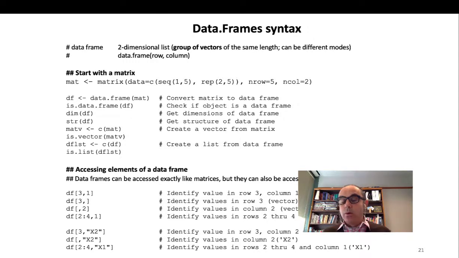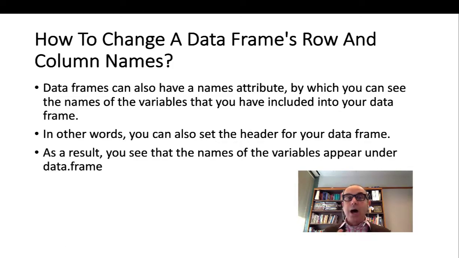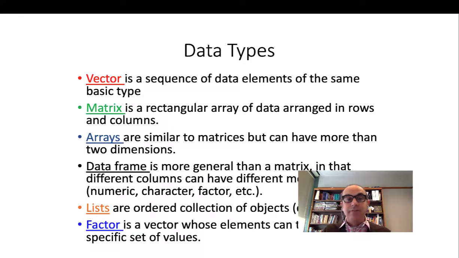One of the things that we will see is that a lot of packages use the data frame, and this is a good start for us when we are not familiar with the data structure that we are trying to analyze using R. So how do we change a data frame's row and column names? The data frame has names attributes, which can be used as the name of a variable that you can include in the data frame. In other words, you can set the header of your data frame. As a result, you'll see the names of the variables appear in the data frame.